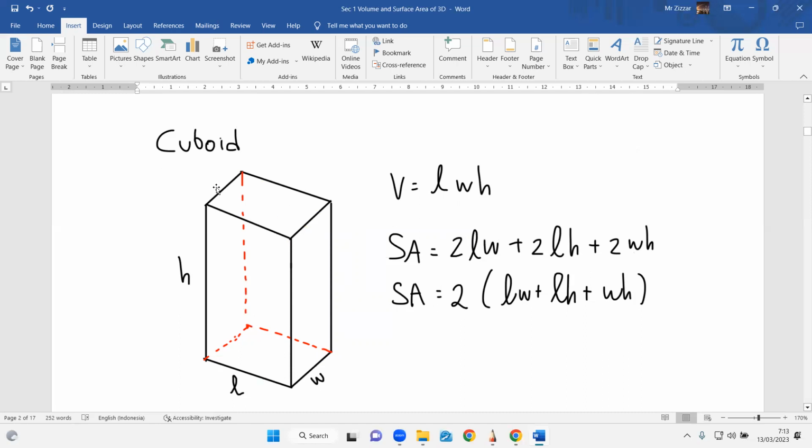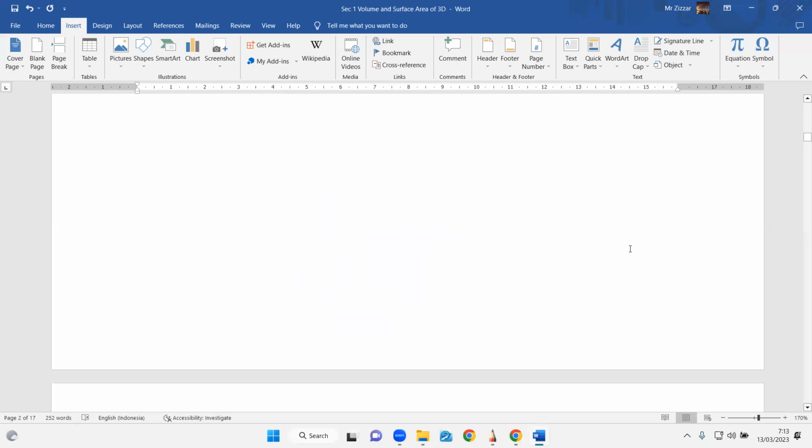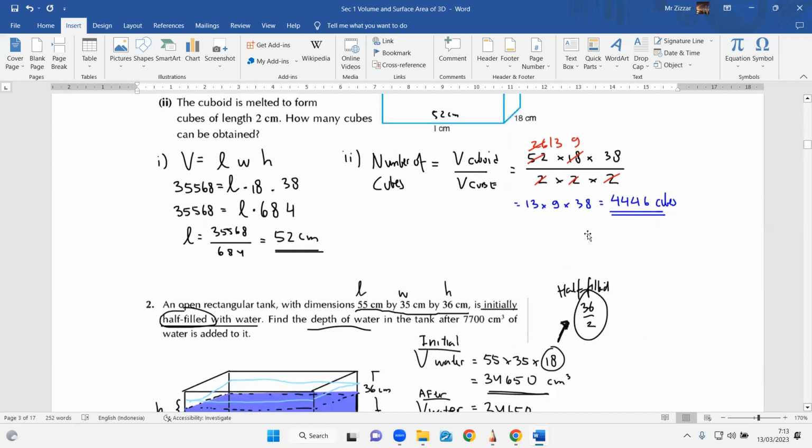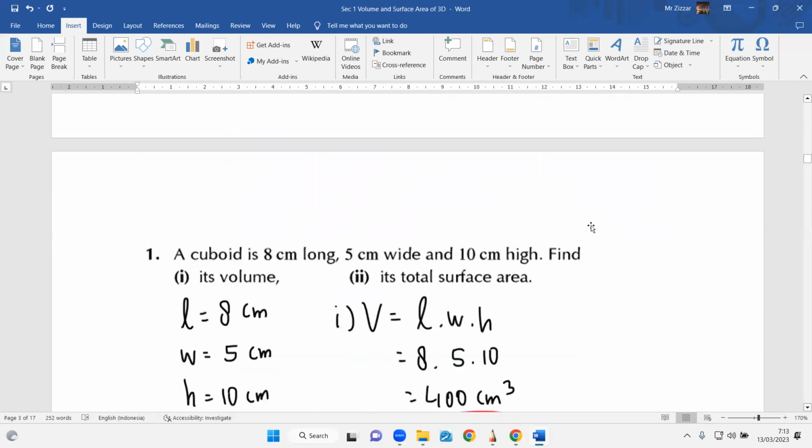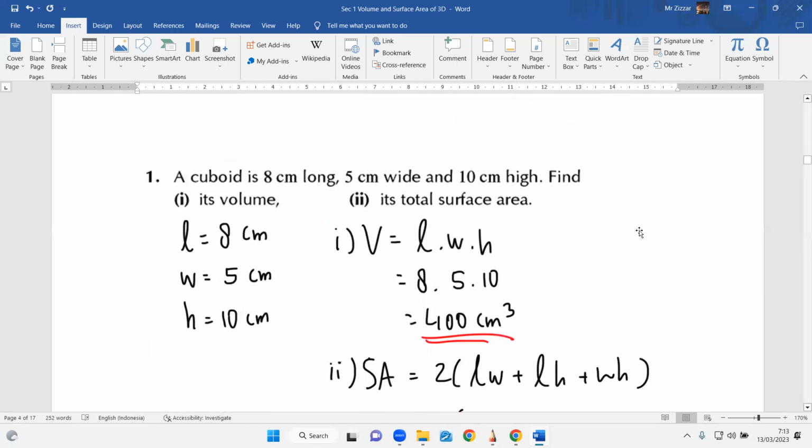If it is open, you just subtract the length times width. Just delete the top side, especially for a rectangular water tank or rectangular aquarium. Okay, and these are the example questions already given. I will give the file to you later on.